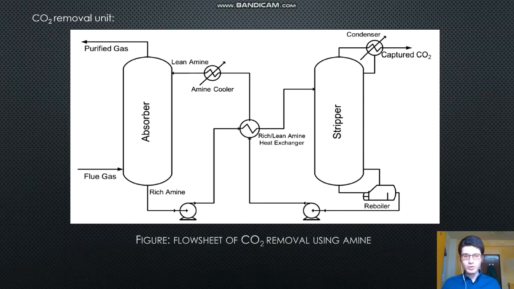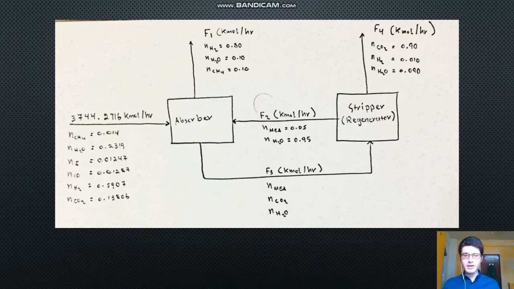For the CO2 removal unit, we have two main unit operations, which are the absorber and the stripper. The absorber is used to purify the hydrogen gas from the CO2 using a proper amine. Then the amine goes to the stripper where the CO2 is stripped off, and the amine is recycled back to the absorber. For ease of calculation to find our unknowns, we will use a simple block flow diagram, as can be seen from the presentation.